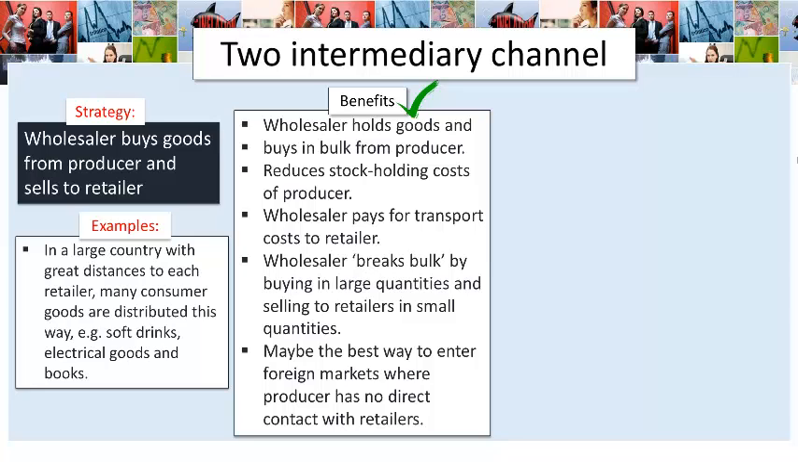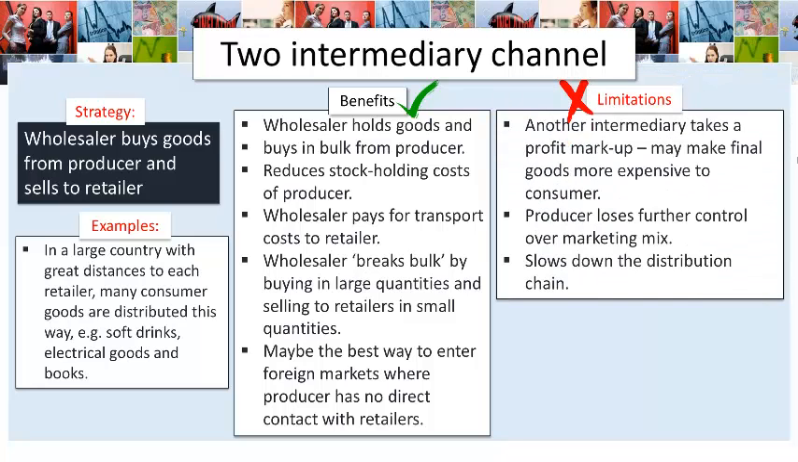Benefits: the wholesaler holds goods and buys in bulk from the producer, reduces the cost there, reduces stock holding costs of the producer. Wholesalers pay for transport costs to the retailer. Wholesaler will break the bulk by buying in large quantities and selling to retailers in small quantities. And this may be the best way to enter foreign markets, where the producer has no direct contact with retailers, no connections, no history.